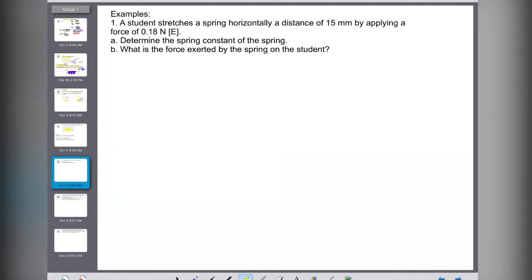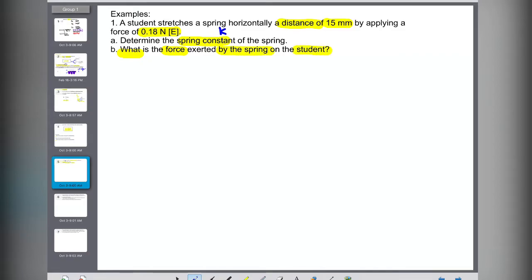Okay, so an example. A student stretches a spring horizontally for a distance of 15 millimeters, that's your x, by applying a force of 0.18 Newton to the east. Determine the spring constant. So recognize spring constant means k. And then what is the force exerted by the spring on the student?